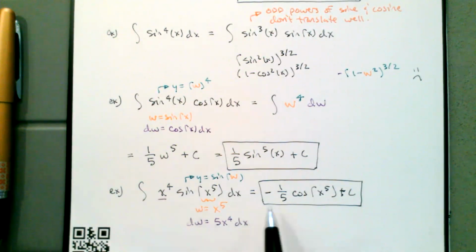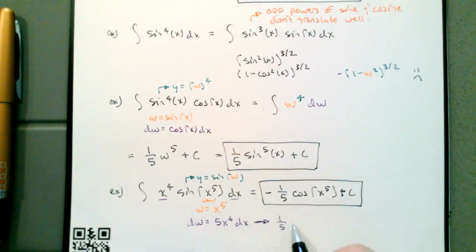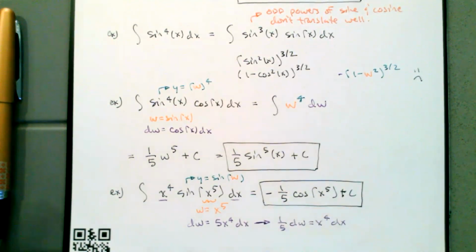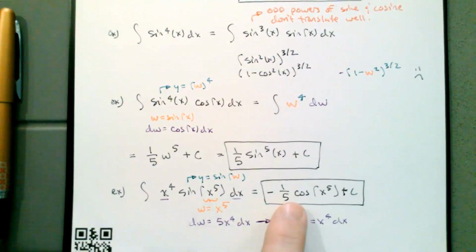I don't have 5x to the fourth dx. I've just got x to the fourth dx. So I just divide by 5 and say 1/5 dw is x to the fourth dx. So this dividing by 5 is where the 1/5 comes from. The negative comes from the fact that we're integrating the function sine and the integral of sine is negative cosine, because the derivative of cosine is negative sine.